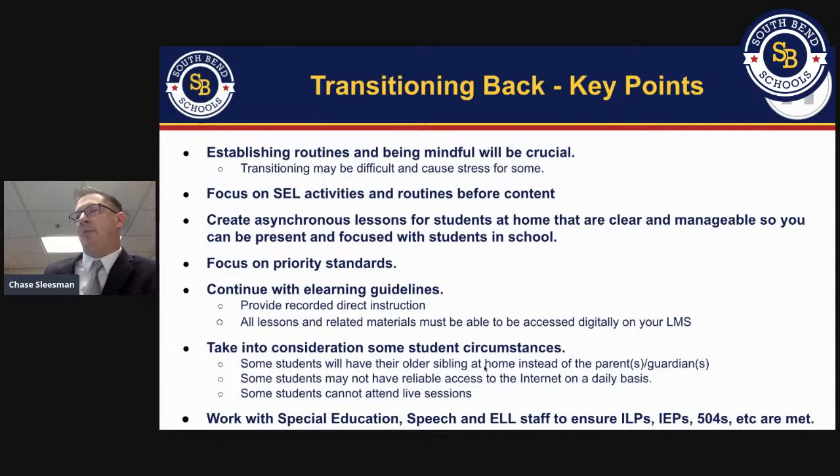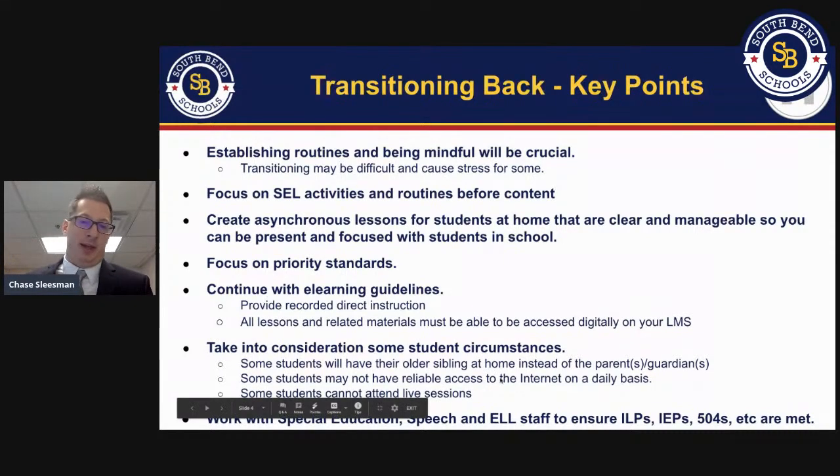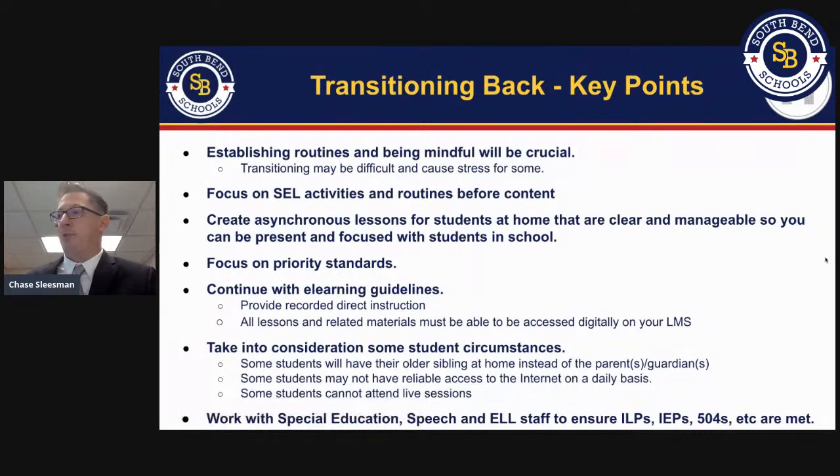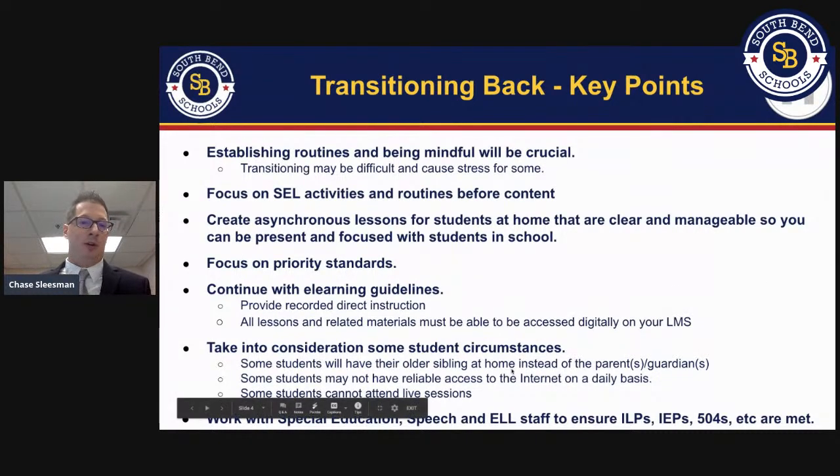Another thing to be mindful of is just take into consideration some of our students' considerations. We know that parents are eager to go back to work as their students are in school on those days, but on those days that they're not in school, it could be an older sibling that is watching the student. Students may not have reliable access to the internet, and also some students are not going to be able to attend all of the live sessions.